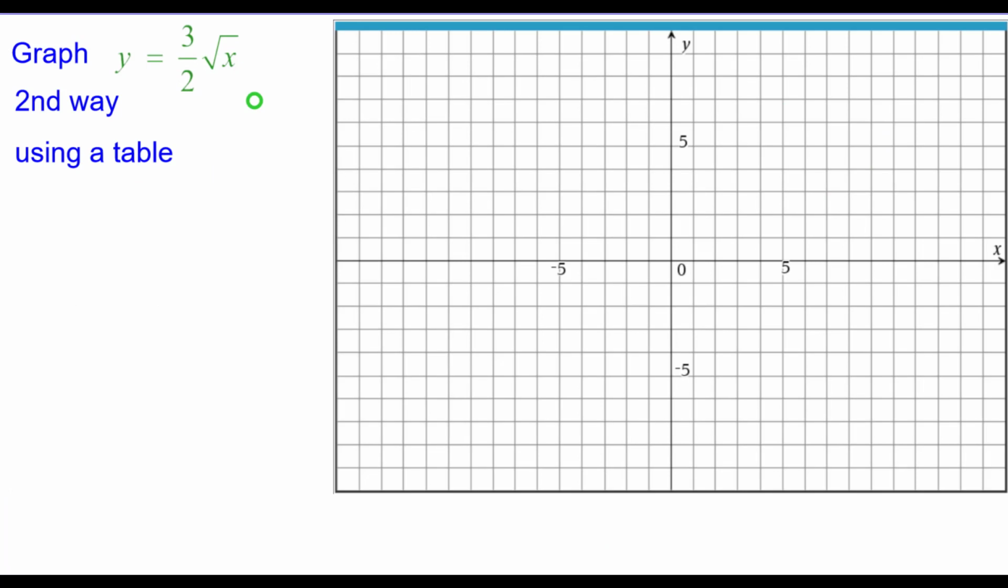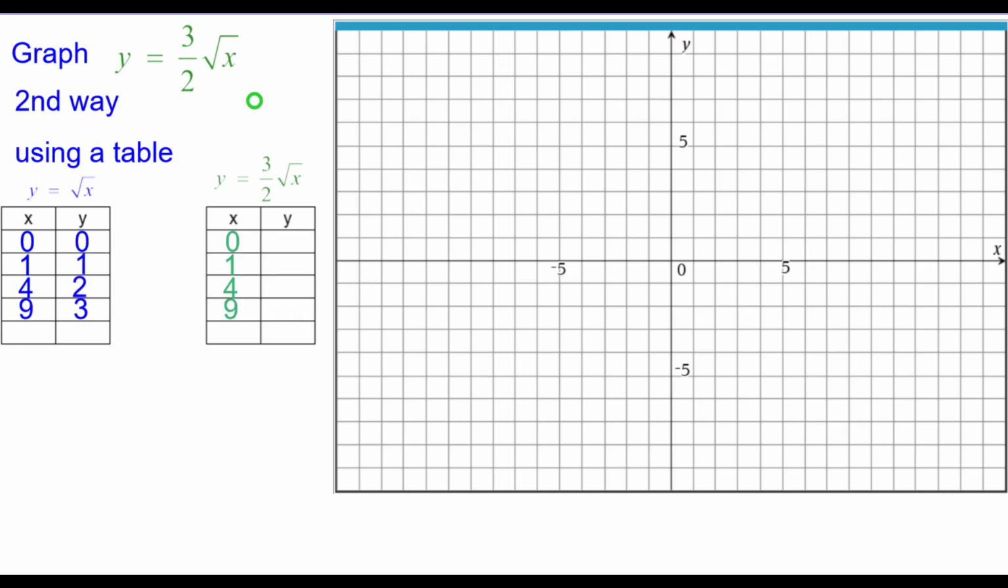The second way is using a table. So these are the 4 numbers we usually use for the square root to start with. And we're going to have to multiply each of those y values by 3/2 because of that coefficient there.